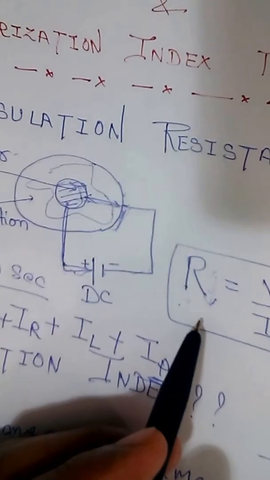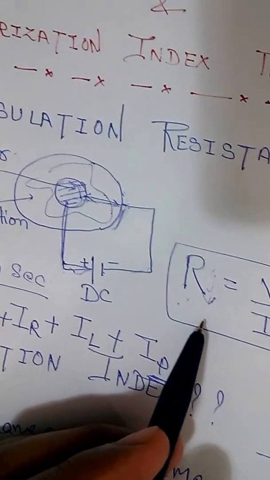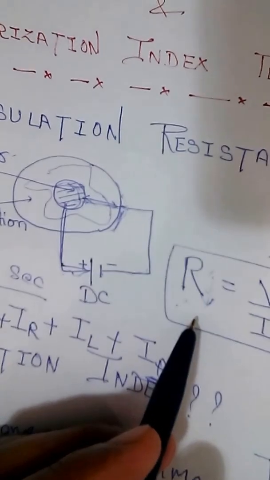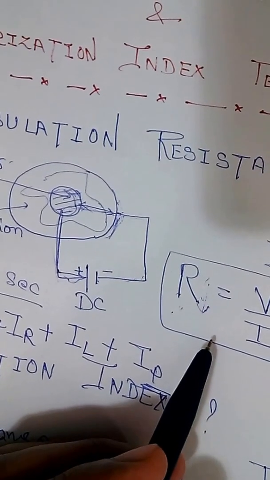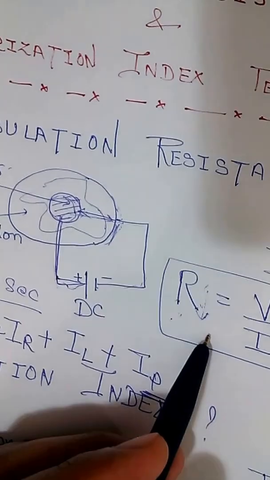If there is more moisture, there will be more alignment, more current fed to that, and there will be less resistance. Now, mathematically, let us see what the polarization index is.